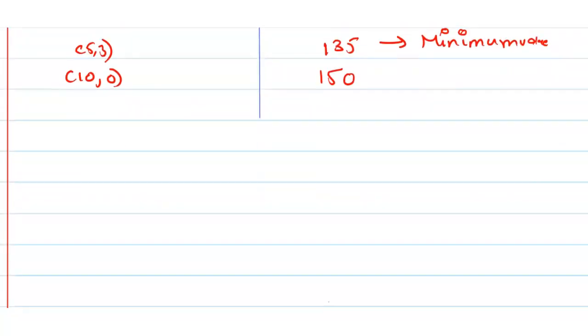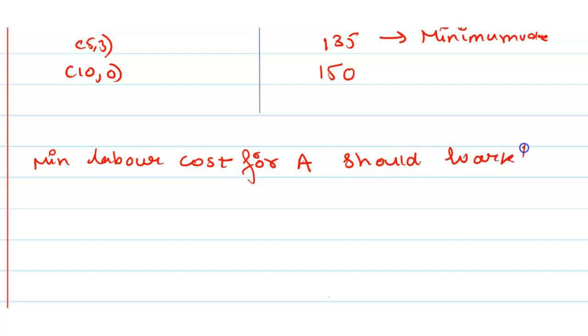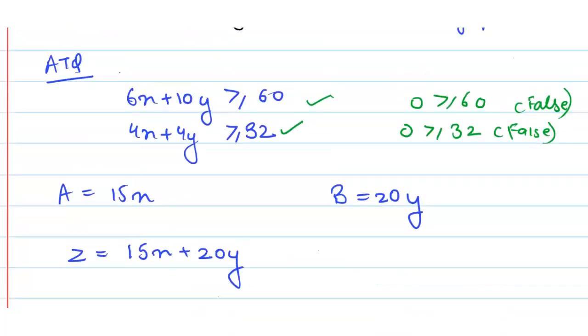Right? So therefore the minimum labor cost is when A works for 5 days, right? And B works for 3 days to reach their requirements. So this is the answer.